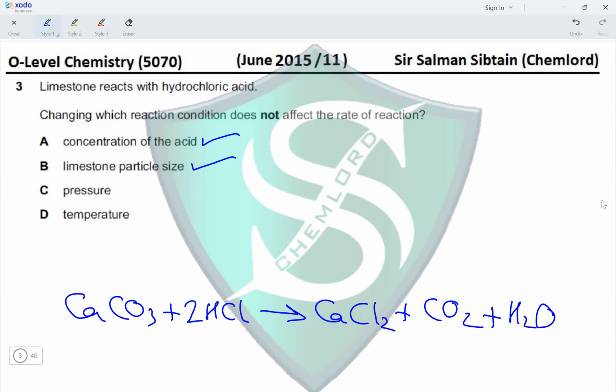Pressure. We have got a solid reacting with a liquid. Pressure will have no effect on the rate of reaction in this case. And temperature. An increase in temperature increases the rate of reaction for any type of reaction, and a decrease in temperature decreases the rate of reaction for any type of reaction. So this will also affect the rate of reaction. Therefore, the correct option for this question is option C.